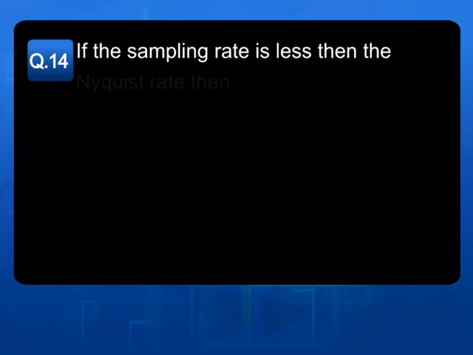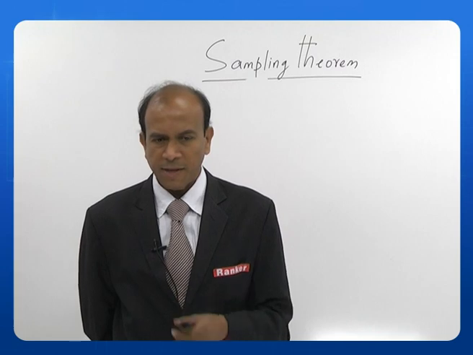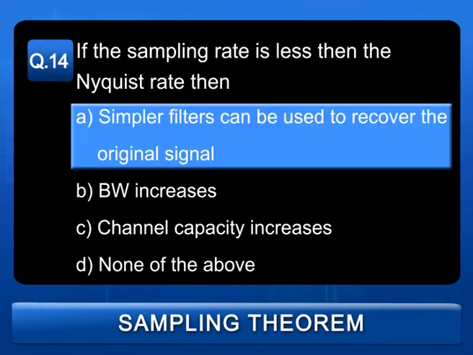14th question. If the sampling rate is less than the Nyquist rate, then A. Simpler filters can be used to recover the original signal, B. Bandwidth increases, C. Channel capacity increases, D. None of the above. The answer is A, because B and C are wrong. The answer is A.